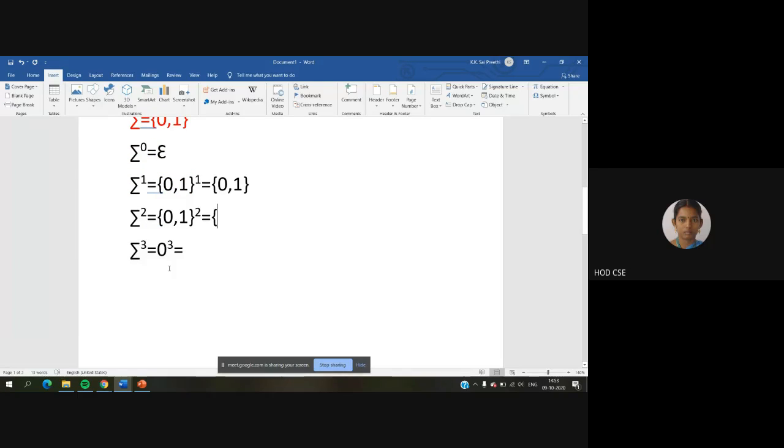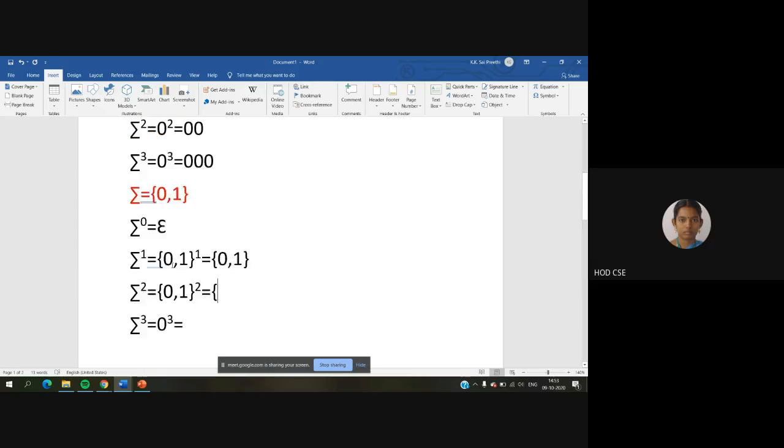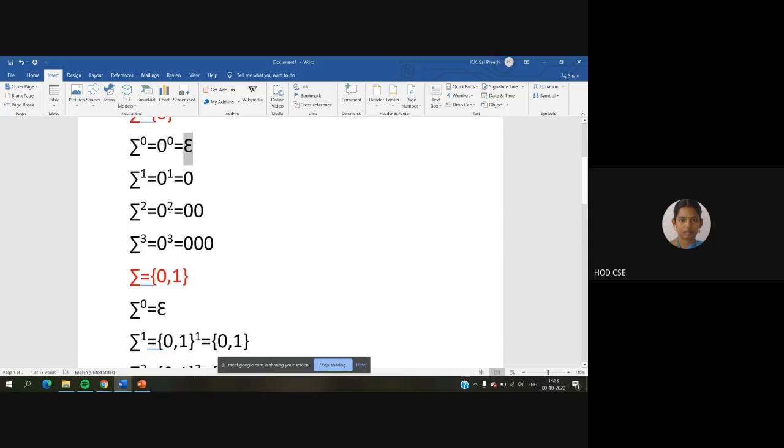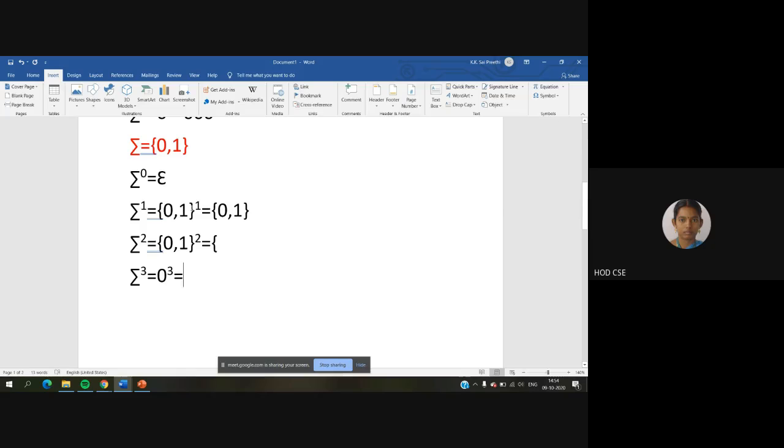No, length 2. Power 1, power 2 refers to the length of the string. Length 2 strings are produced in the combination of zeros and ones. 0 power 1 means a length 1 string is produced. 0 power 0 means a length 0 string is produced, which is called epsilon. 0 power 2 means a length 2 string, and 0 power 3 means a length 3 string. So here 0, 1, the whole power 1, gives the length 1 strings 0 and 1. Both are length 1 strings.